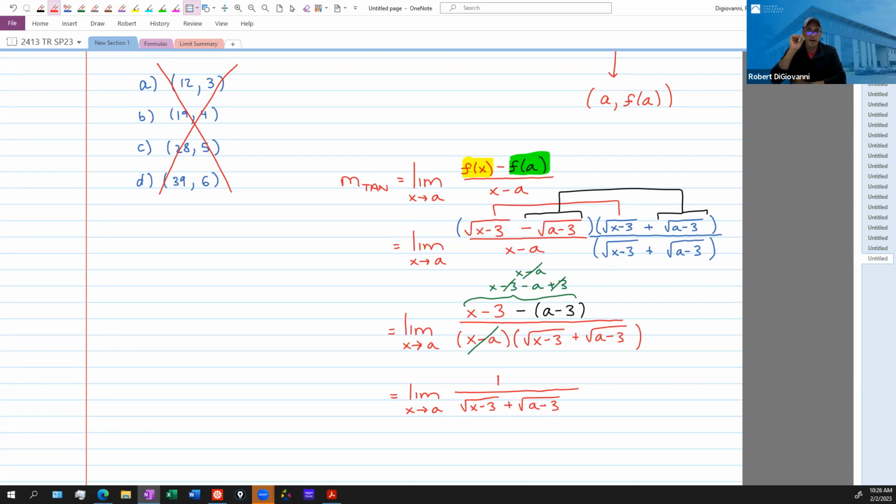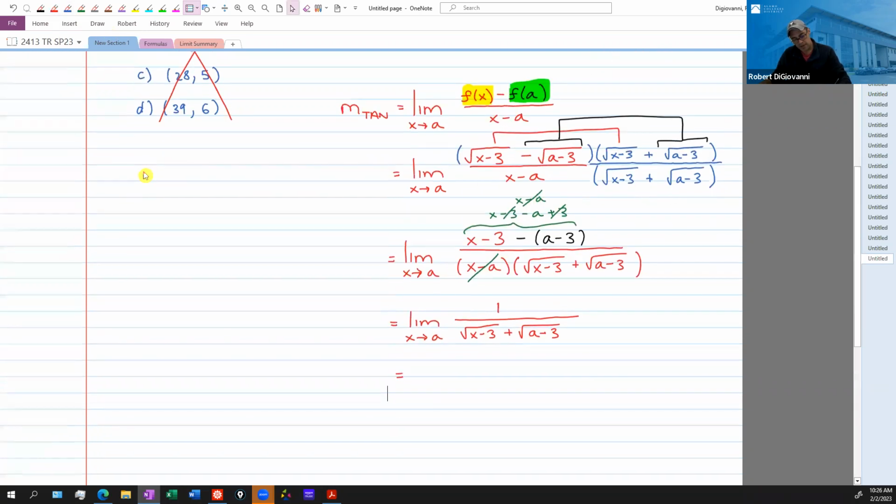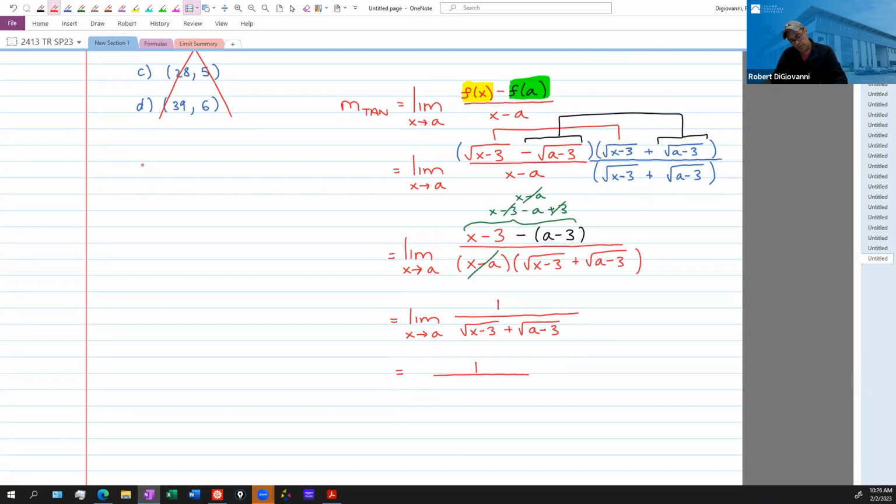I'm now going to let x go to a. So everywhere I see an x, I'm going to replace it with an a, and we're no longer going to get 0 over 0. So no more limit, because I'm letting x become a. We're going to get 1 over the square root of a minus 3 plus the square root of a minus 3. And when you add those two roots together, because they're the same roots, it's like taking an apple and adding an apple, you should get 2 apples. So here we should get 2 square root of a minus 3. And that is our generic answer.